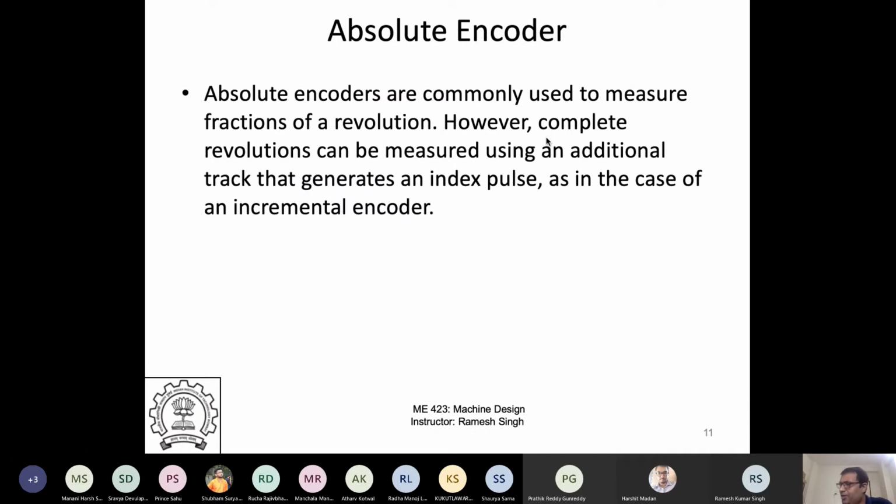Any questions here? Do you have any questions about absolute encoder or incremental encoder? Okay.